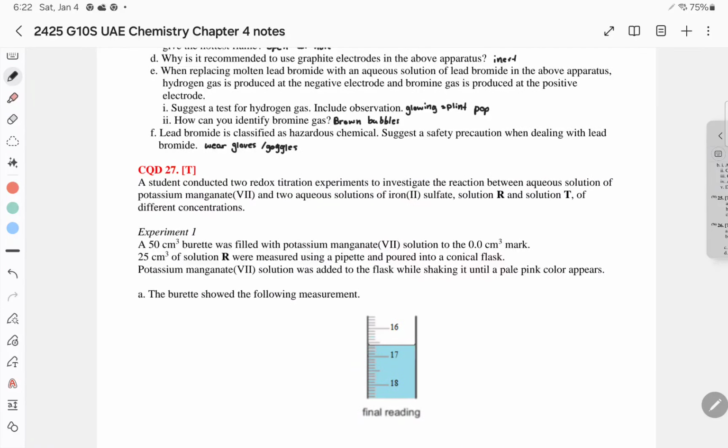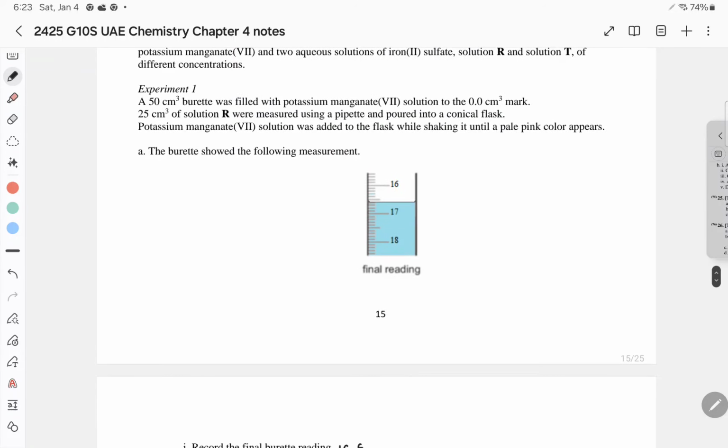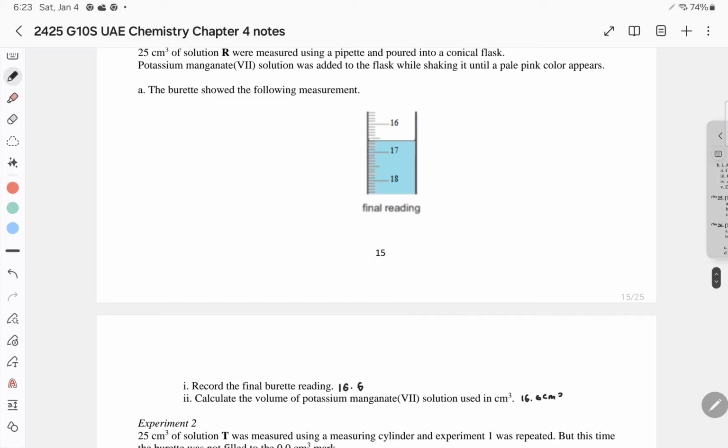A student conducted 2 redox titration experiments to investigate the reactions between aqueous solution of potassium manganate and 2 aqueous solutions of iron sulfate. Solution R and solution T are of different concentrations. In experiment 1, a 50 centimeter cube burette was filled with potassium manganate solution to the 0 centimeter mark. 25 centimeters cubed of solution R were measured using a pipette and poured into a conical flask. Potassium manganate solution was added to the flask while shaking until a pale pink color appears. You have a burette and it shows the following measurement.